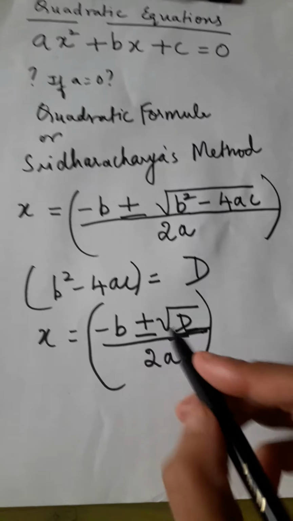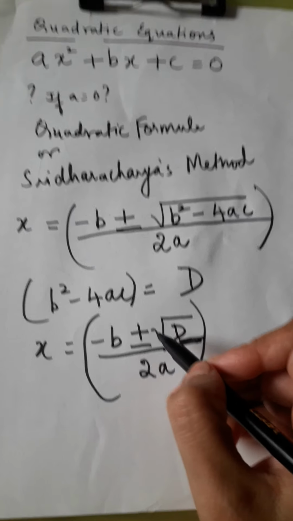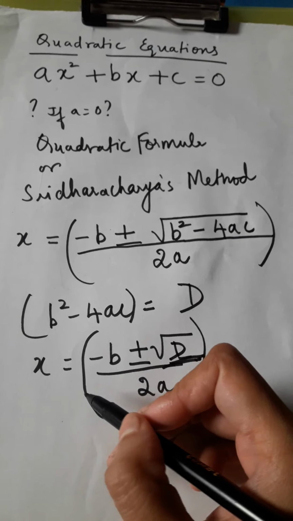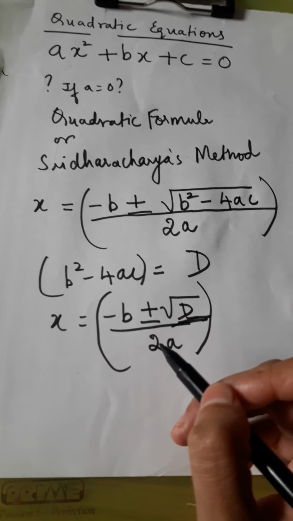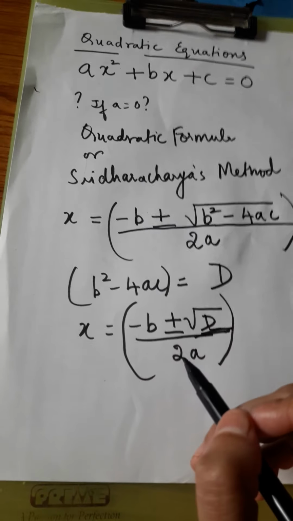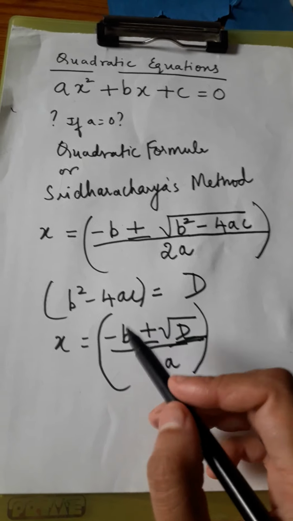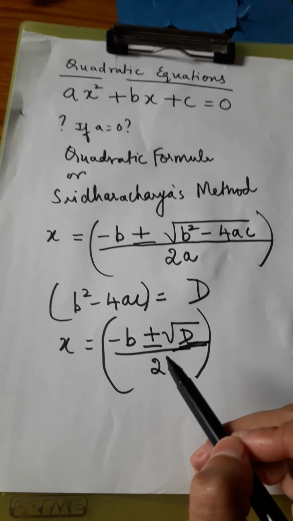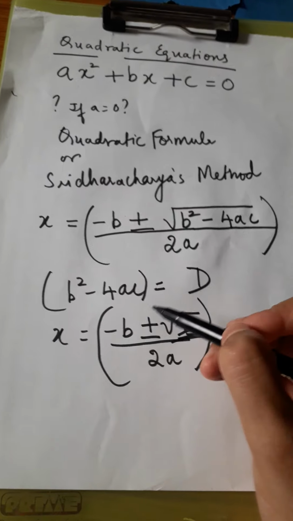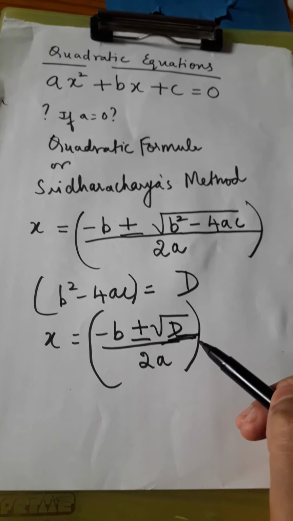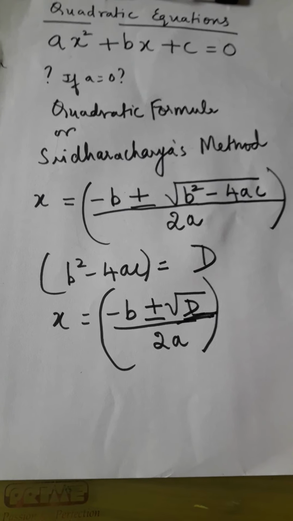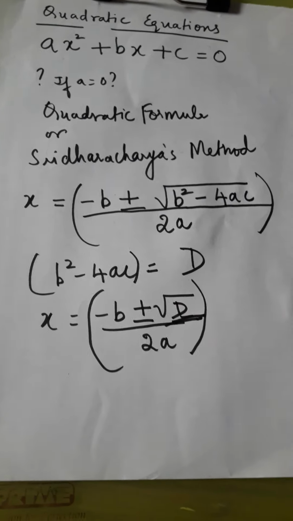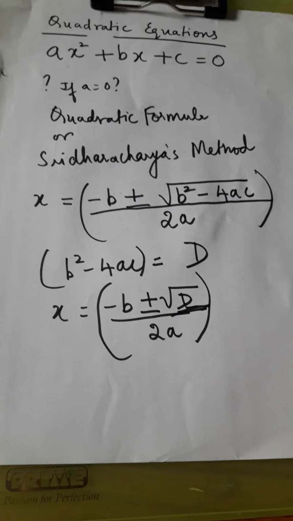See, with the plus sign, you get one value of x. I already told you, right? A quadratic equation will have two solutions, two values of x which will satisfy it. So with the plus, you get a particular value. With the minus, you get another value. You'll get two values of x. Now, the two values can be real or imaginary, or they could be real and identical, and so on. There are different things that we shall see later.